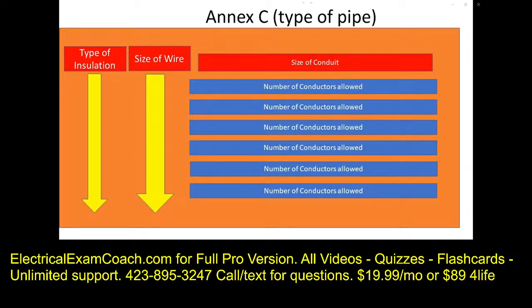Starting on the left-hand side, we're going to find our type of insulation. And this is where we find some familiar friends: RHH, RHW, THHN, THWN-2, and that's going to be our type of insulation that our wire is coated. And then in the second column is going to be our size of wire.